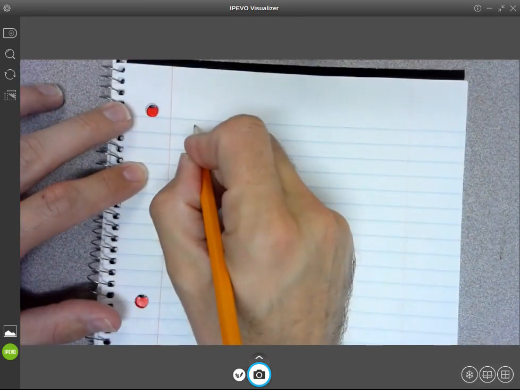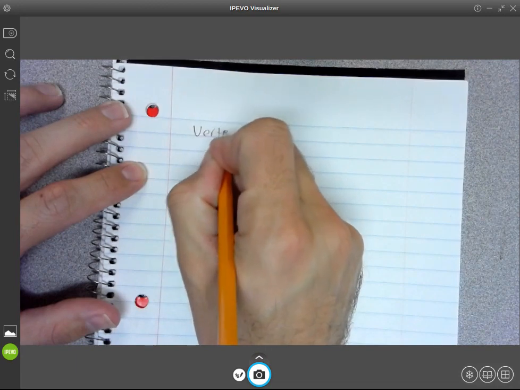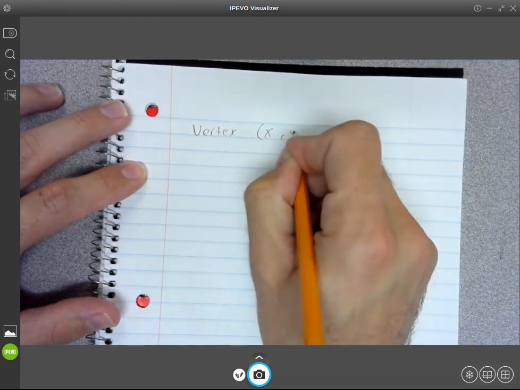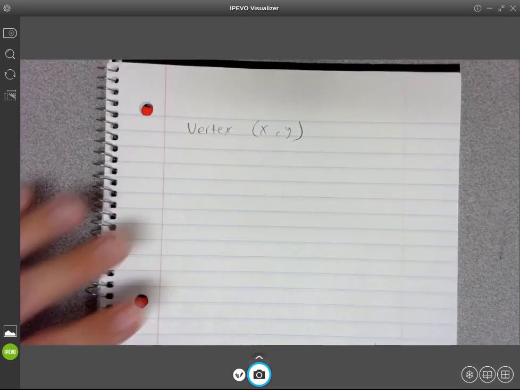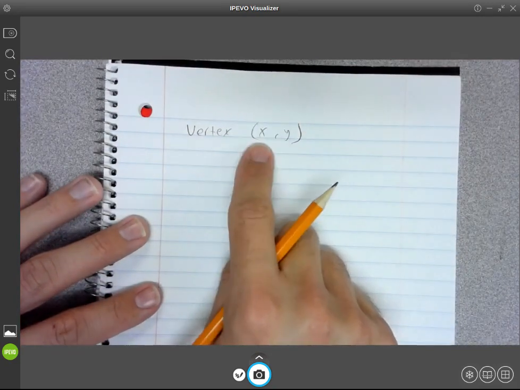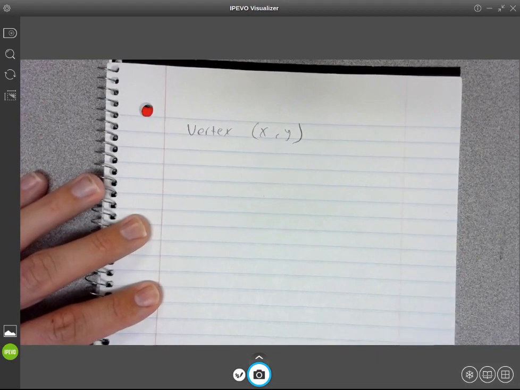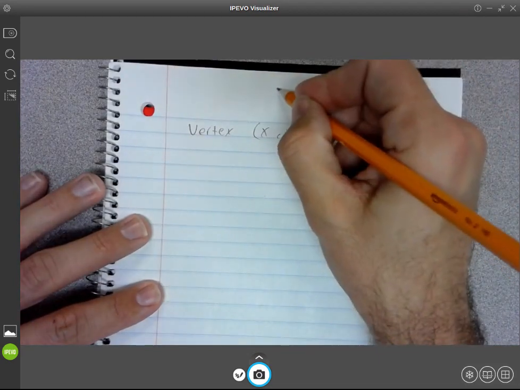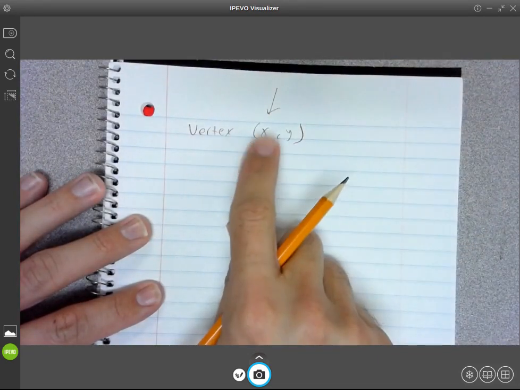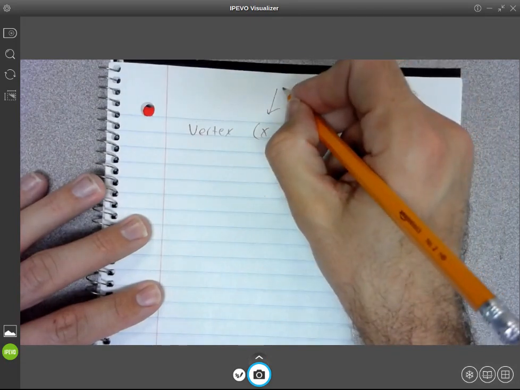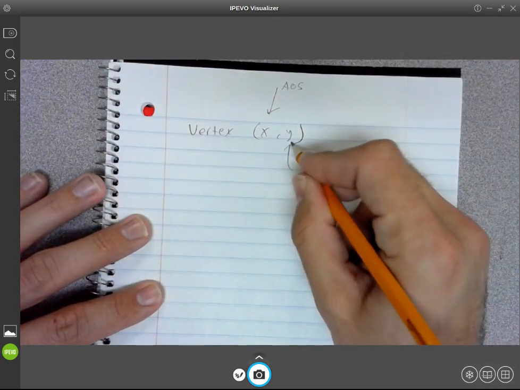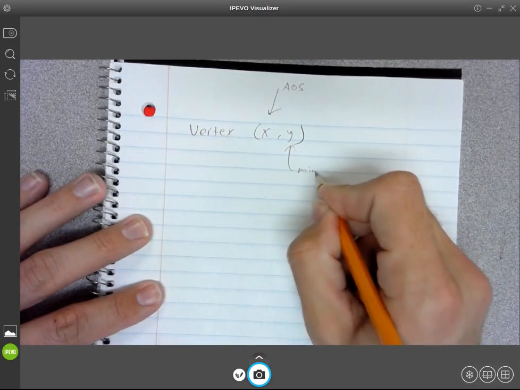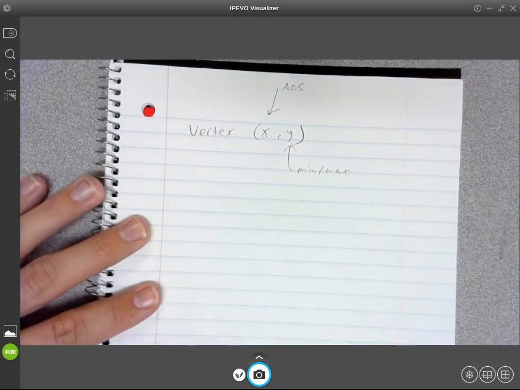All right. You know how the vertex is always an X and a Y? Now, one thing I want to point out is, the questions are going to ask you about the axis of symmetry and the max or the min. So on the vertex, the X coordinate will always stand for your axis of symmetry. And the Y coordinate will always stand for your min or your max.